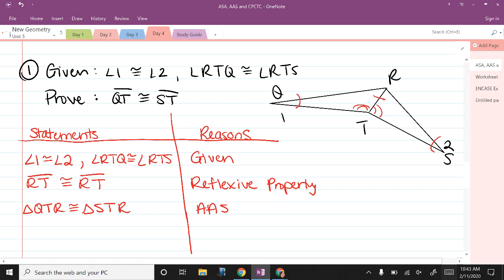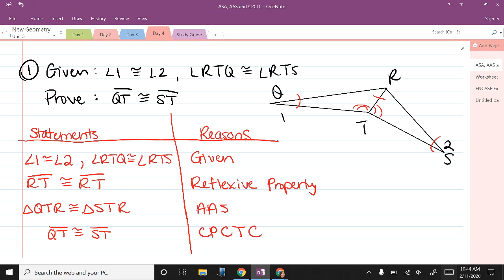And if you look at your statement, is QT congruent to ST? Are they in corresponding positions? Yes. So now I can say segment QT must be congruent to segment ST because of corresponding parts of congruent triangles are congruent. Abbreviated CPCTC. Corresponding parts of congruent triangles are congruent. We did a proof. Good job, guys.